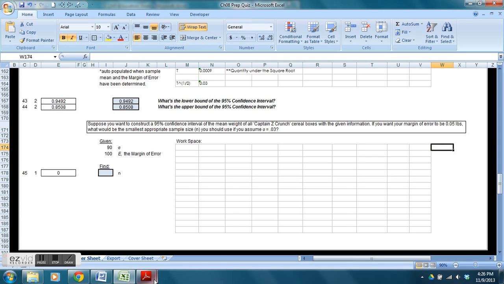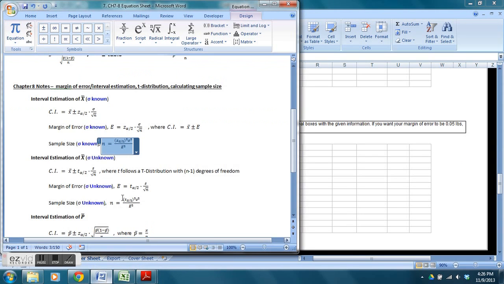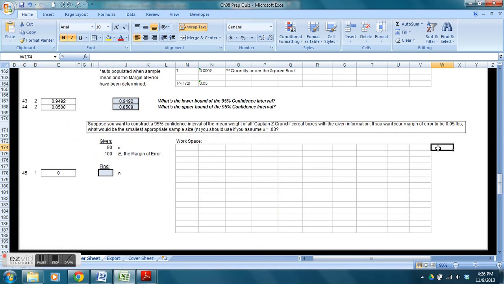Let's put it in here. There we go. So we have to find our z term once again, z alpha over 2. Alpha is 0.05. Alpha over 2 is the area in one of the tails, 0.025.